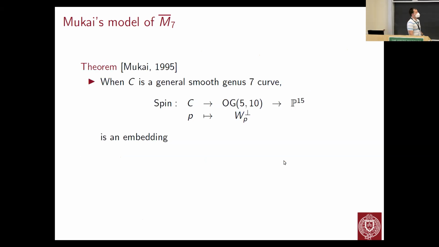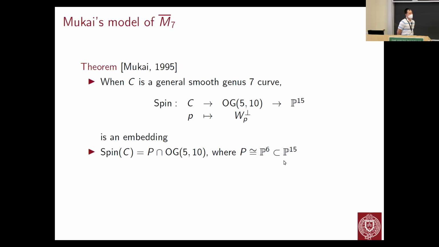And so here's a quick summary of Mukai's results from his 1995 paper. If you map every point P to the Lagrangian given by W_P perp, so the row space of the Jacobian matrix, that embeds your curve C into the orthogonal Grassmannian. So this is a variety that parameterizes 5-dimensional isotropic subspaces of a 10-dimensional vector space with this quadratic form. The orthogonal Grassmannian, in turn, via spinors, naturally sits inside of P15. And so we're able to embed our curve into P15 that way.